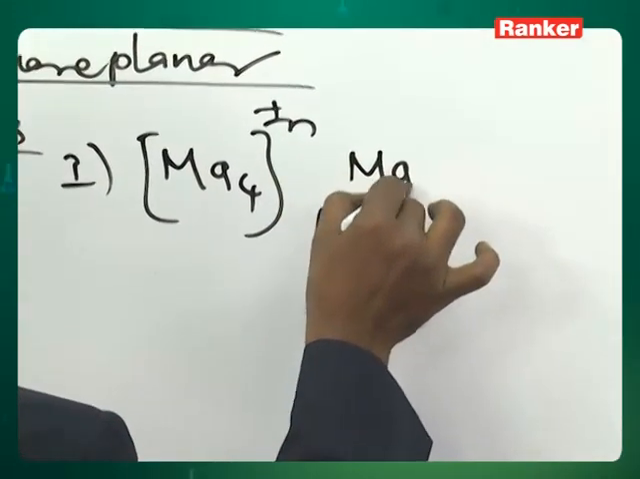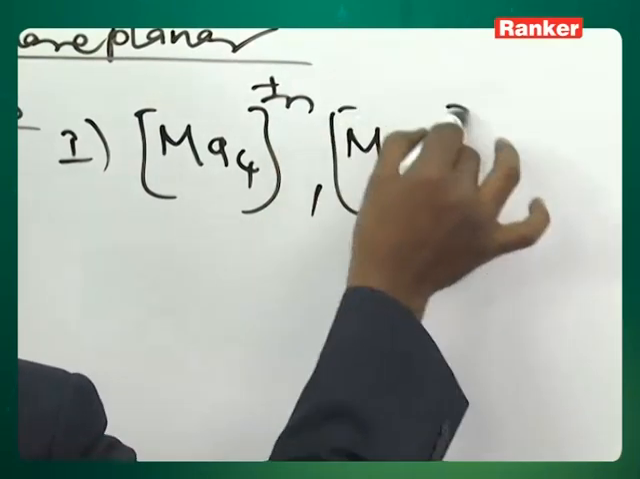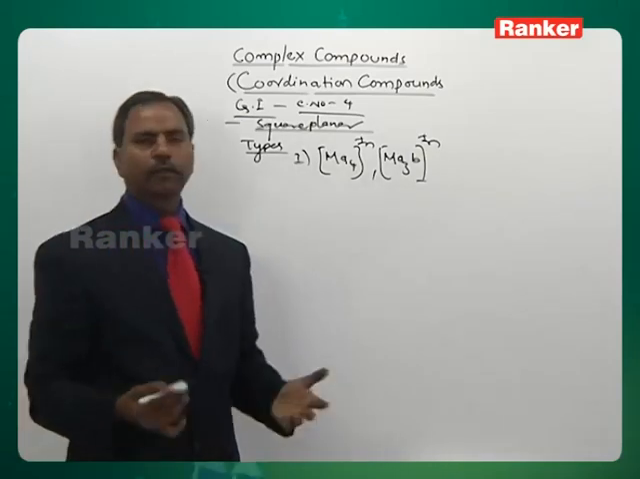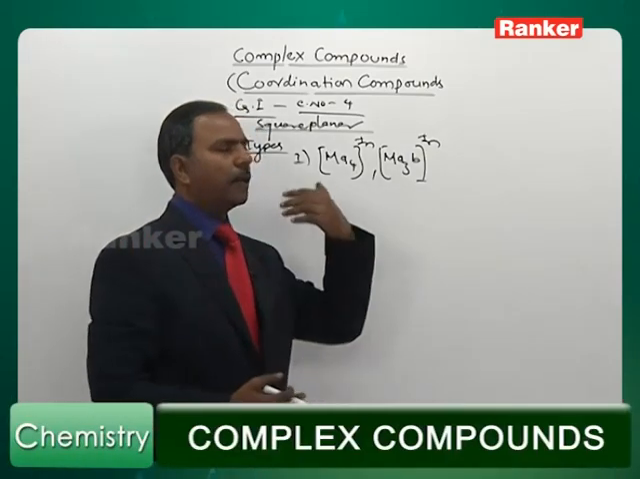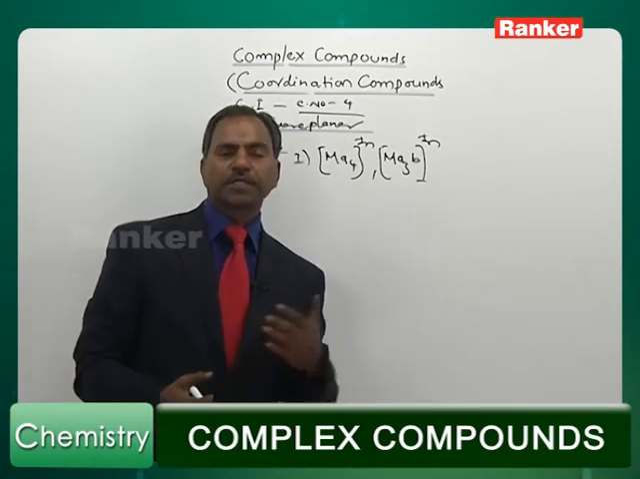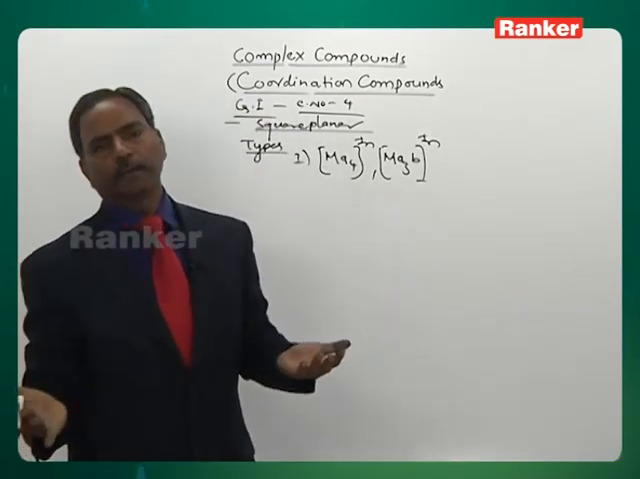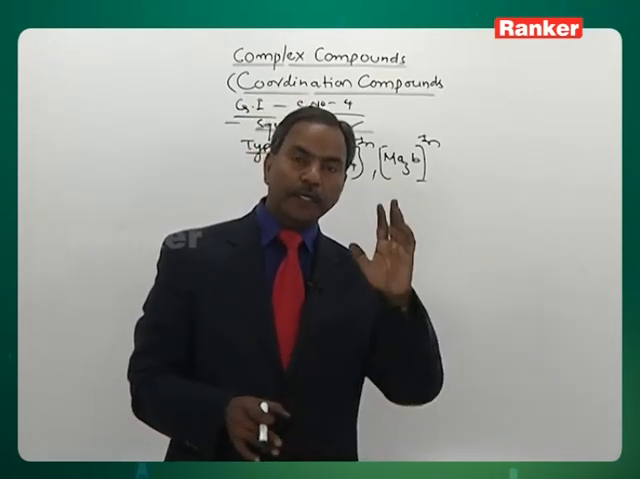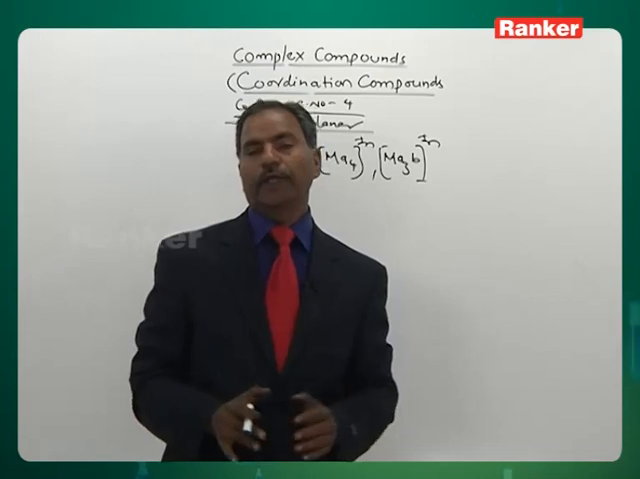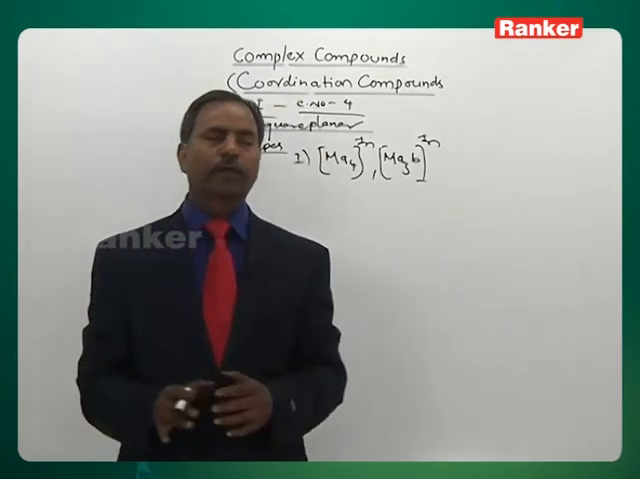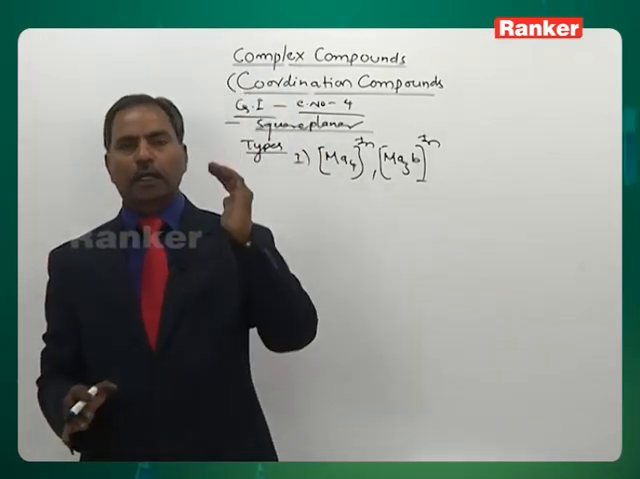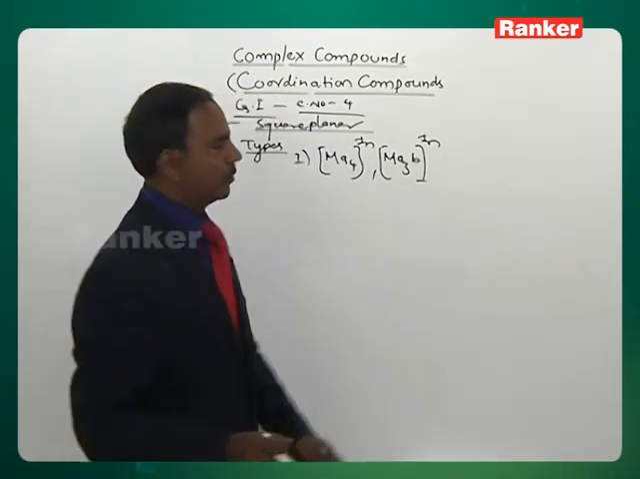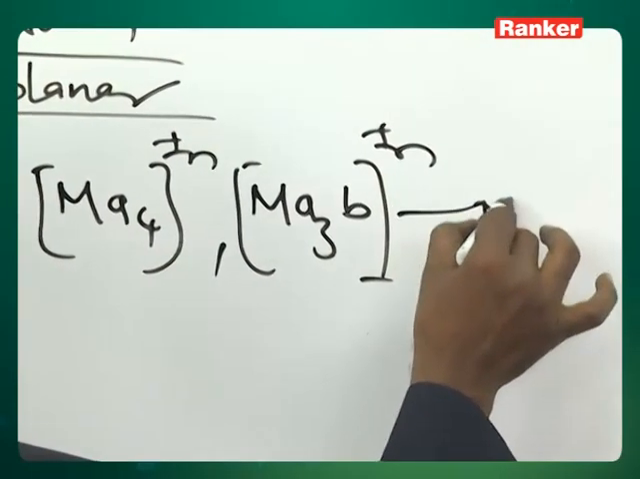Next, coming to MA3B, we can also write this as MB3A. Both are one and the same. Where three ligands are the same, you cannot generate any second geometry. Whether all four ligands are the same or three ligands are the same, you cannot write any second structure. Therefore, geometrical isomerism with MA4 and MA3B is not possible.